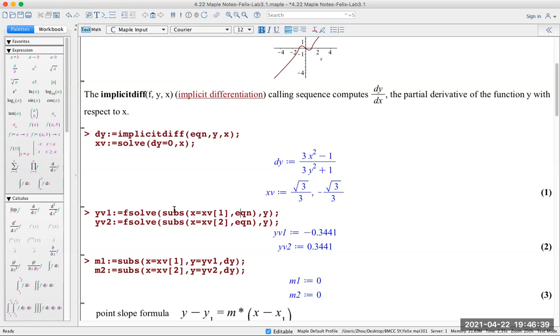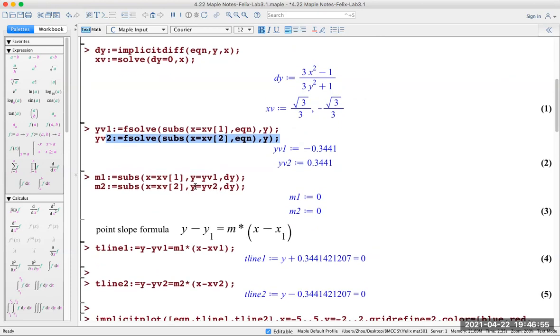Okay, so I did the substitution and the solving all in one line. This gives me the first y value, and this gives me the second y value, when we substitute the first output of xv and the second output of xv. All right, once we know both x and y values, we can substitute both into the derivative, so we can double check whether the slope equals 0, which it should be. You can do that to verify that it gives you the 0 slope, or you can skip this, because that's how we got those two values.